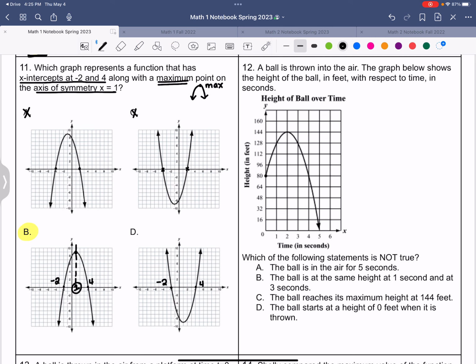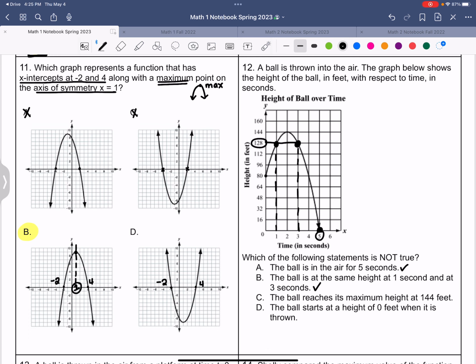12. Which statement is not true? The ball's in the air for 5 seconds. That's true. That's when it hits the ground at 5 seconds. B, the ball's the same height at 1 and 3 seconds. Okay, so there's at 1 second. There it is at 3 seconds. That is the same height, 128 feet.